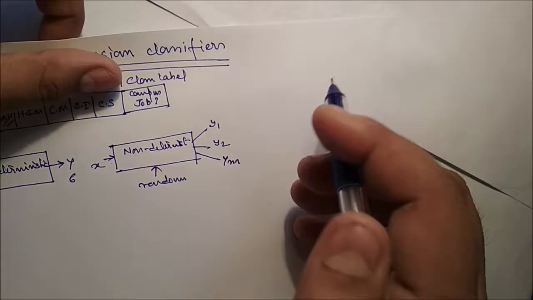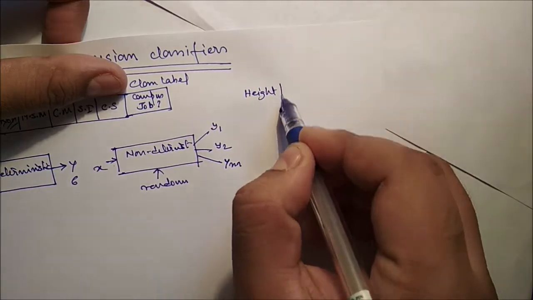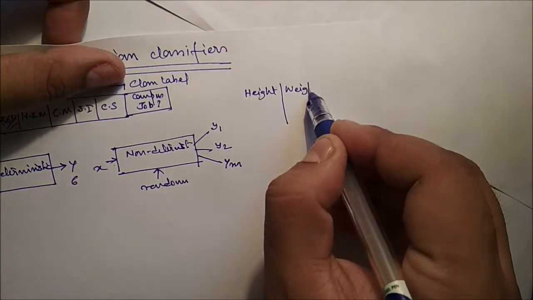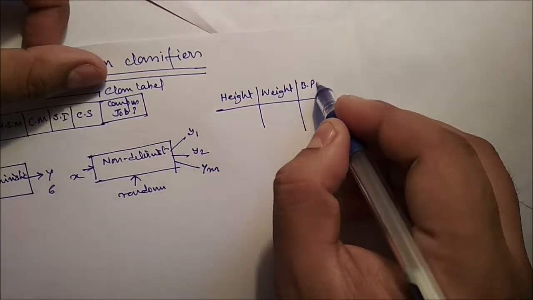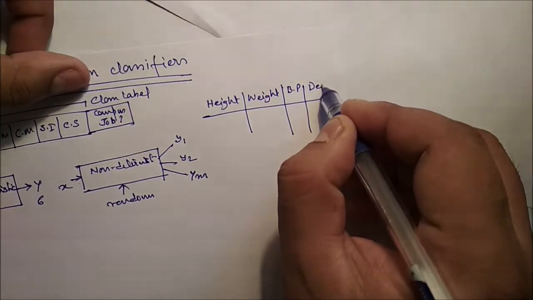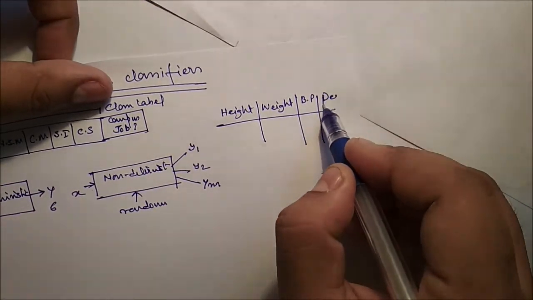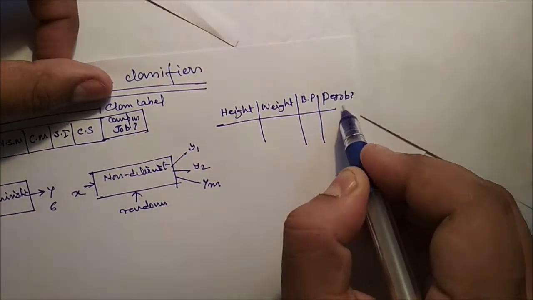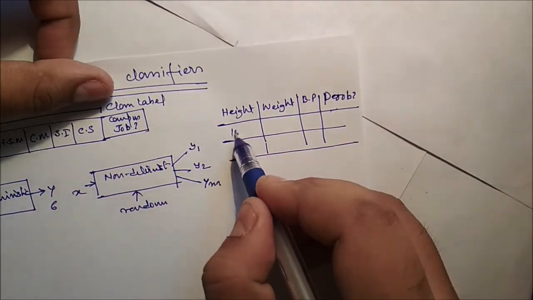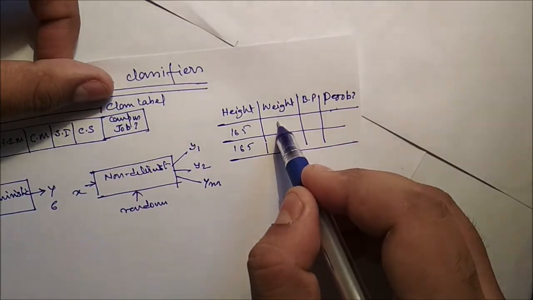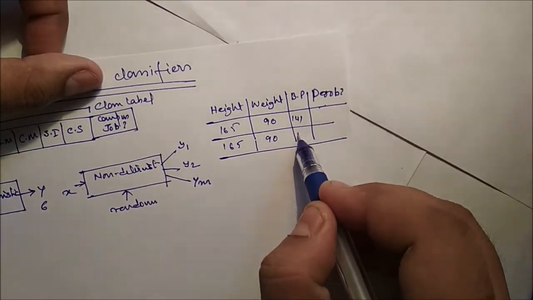In short, suppose for a particular person we have height, weight and blood pressure, and we want to know whether that particular disease or problem is there or not. Say two rows are there, where height is 165, weight is 90 kilograms, and blood pressure is 141.